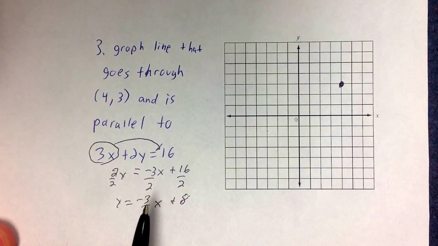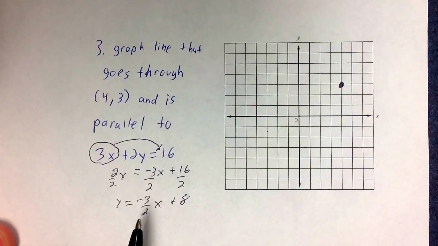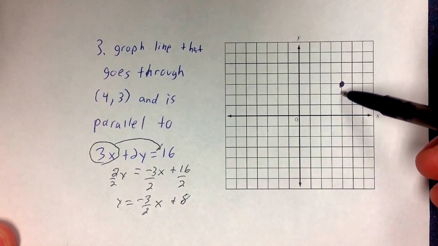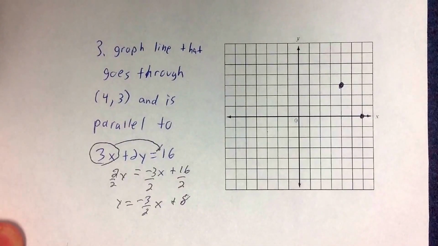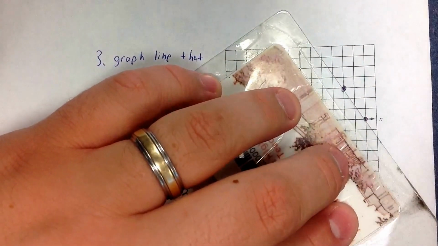And since it's parallel, that means I want it to have this slope, which is negative 3/2. So I go down 3, to the right 2, and then draw my line.